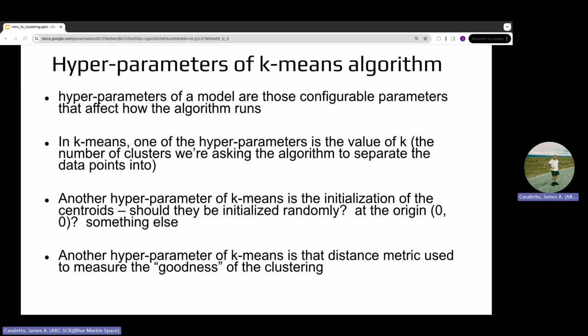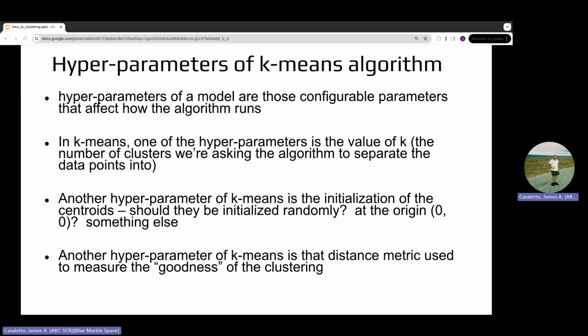I mentioned the word hyperparameters in the previous slide. So what are hyperparameters of a model? Those hyperparameters of a model are those configurable parameters that you as a user of the machine learning algorithm tune, and they affect how an algorithm behaves. Again, as in the case of the k-means algorithm, one hyperparameter is the value of k.